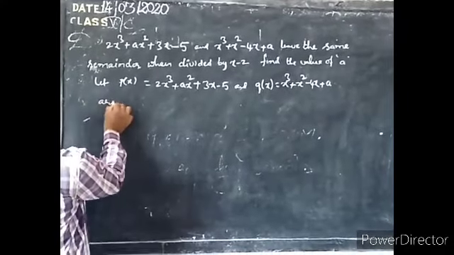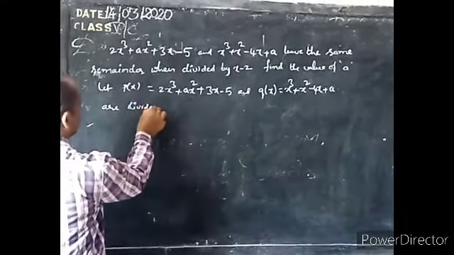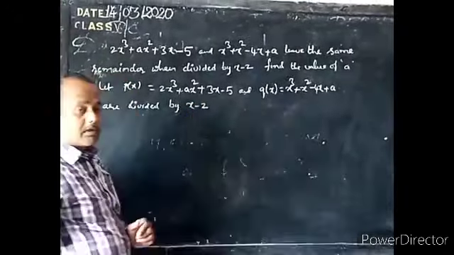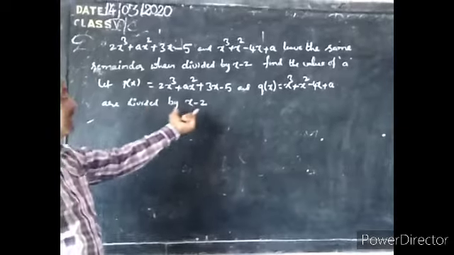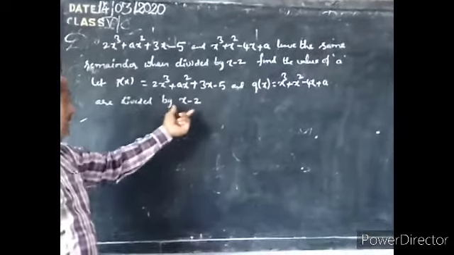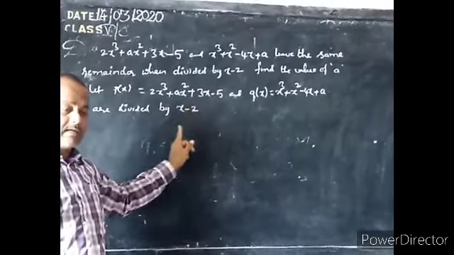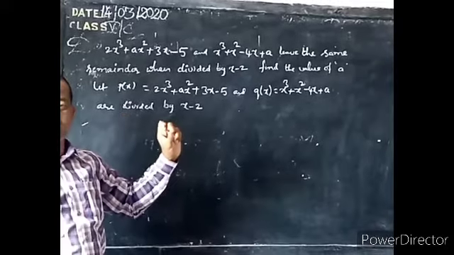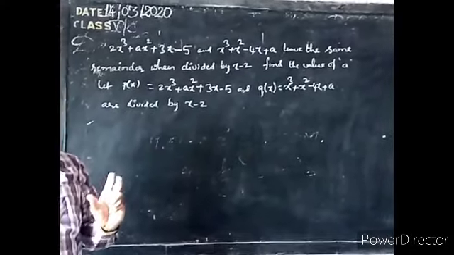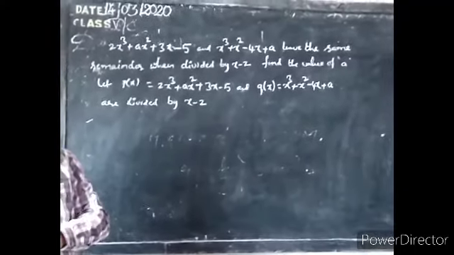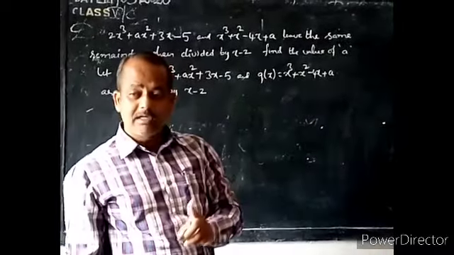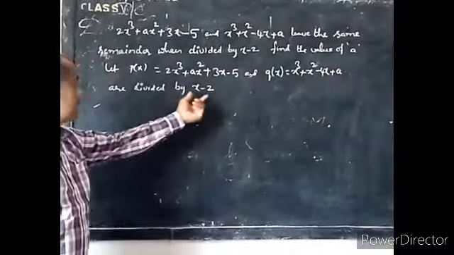They are divided by x minus 2. To use the remainder theorem, first we have to find the zero of the divisor. Divided by x minus 2 means this x minus 2 becomes the divisor. In actual division we have a statement: dividend is equal to divisor into quotient plus remainder. According to that, this becomes the divisor.